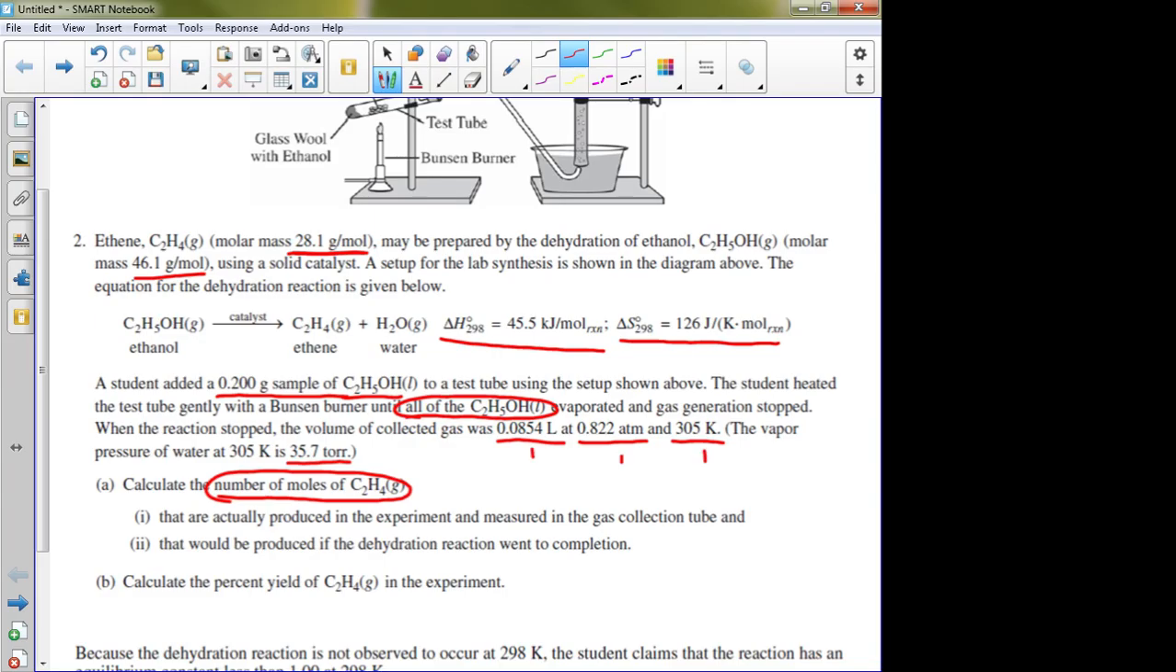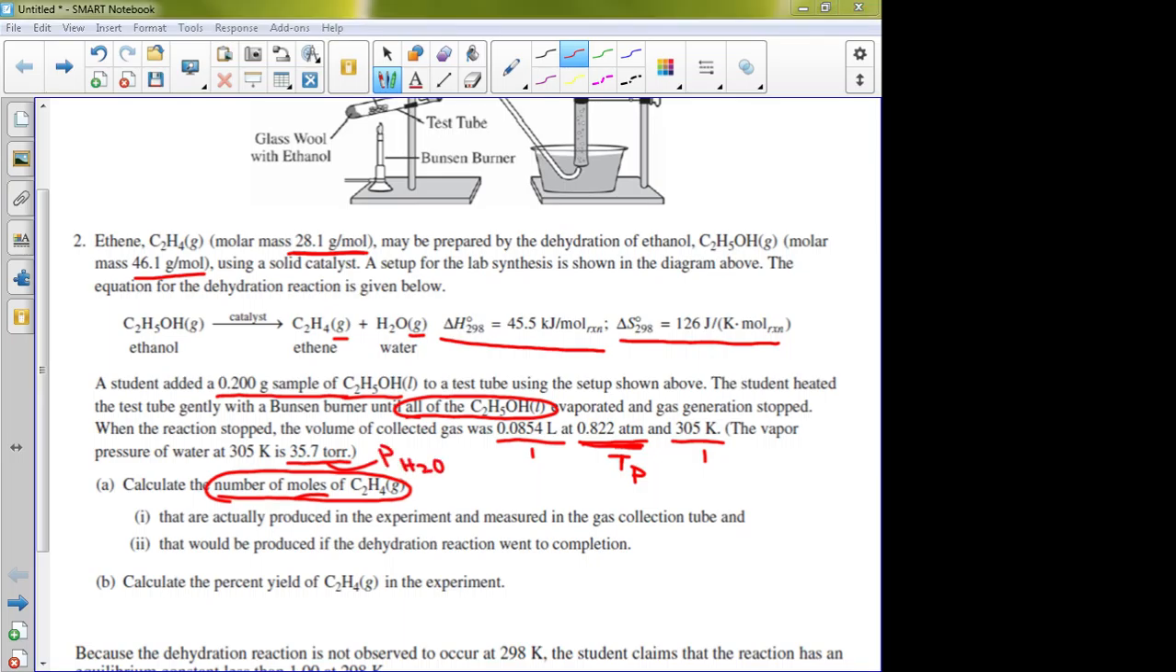Because they told me that the total pressure of the gas was 0.822 atmospheres. Notice in the equation I have what? Two gases. So this is the pressure of the ethene and the water. I only want the number of moles of what? Ethene. So I've got to figure out what the pressure is of ethene. Well, this is the total pressure. This is the pressure of the what?